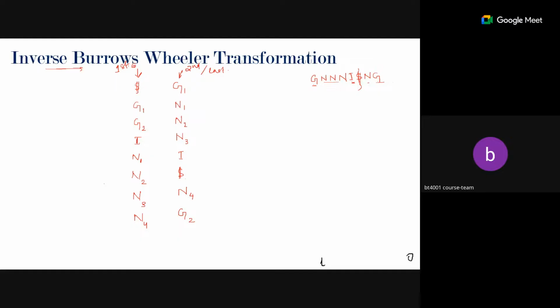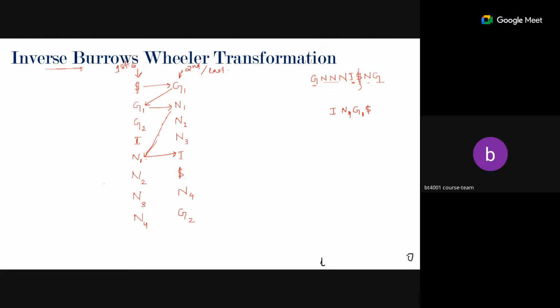We have dollar. We'll start with dollar. So dollar is pointing to G1. Okay, so we will write dollar. Then it is pointing to G1, so we'll write G1. Okay. Now we'll go to G1 in the first column, which is over here. Okay. So G1 is pointing to N1, so we will write N1. Okay. N1 in the first column is pointing to I, right? So this N1 is pointing to I, so I will precede N1.